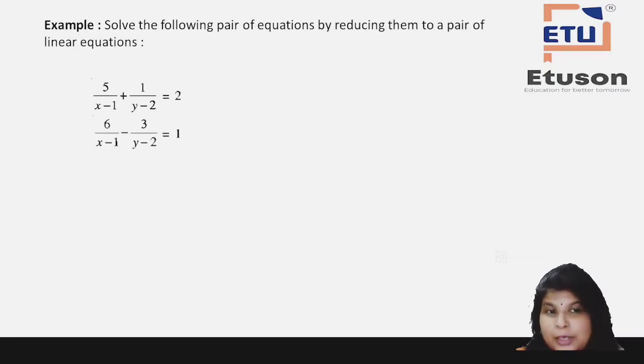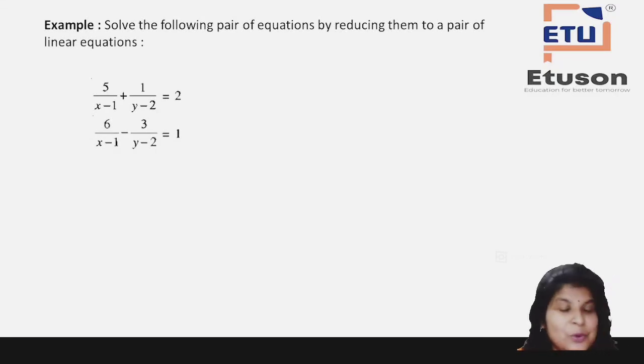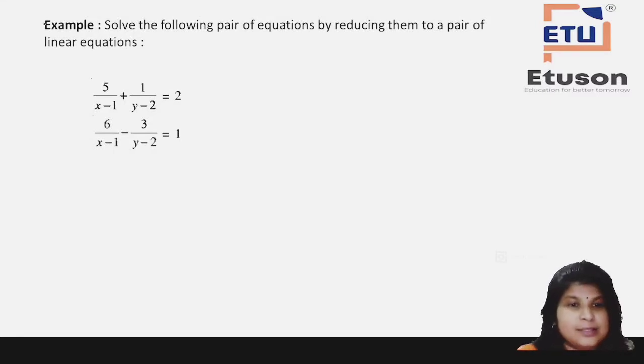So, what we can do is, we can reduce it to a standard form by substituting something. What are we going to substitute here? Can you see something common in both the equations? In both the equations, in the first term, the denominator is x minus 1 and in the second term, it is y minus 2. So, I will take 1 by x minus 1 as p and 1 by y minus 2 equal to q. So, let us write down.